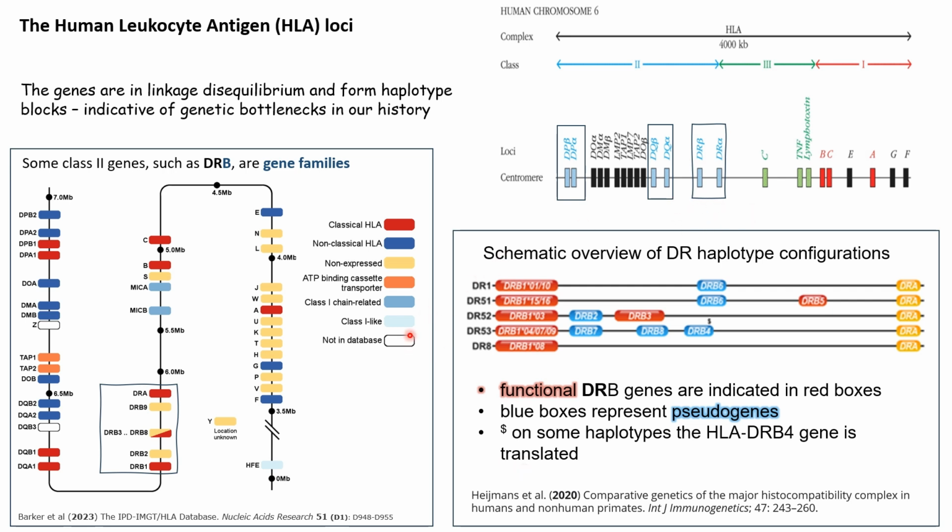So this slide here is from a paper looking at one of these blocks, which is covering just the DR region here, alpha and beta. And here we have alphas, all the same. Here we have different betas with different allelic forms. And here we have DRB3 and B1. So B1 here and B3 is here. These blue ones are actually pseudogenes. So it's quite complex. We're all very different.